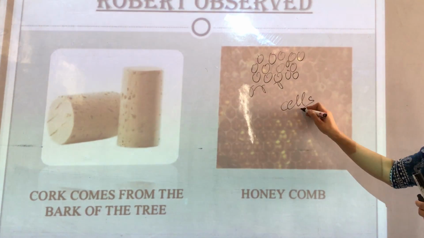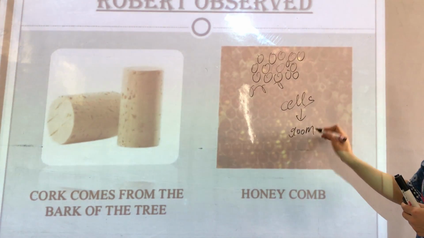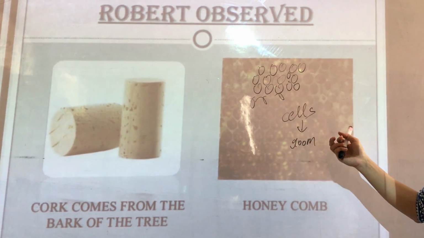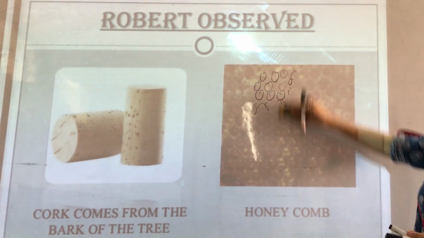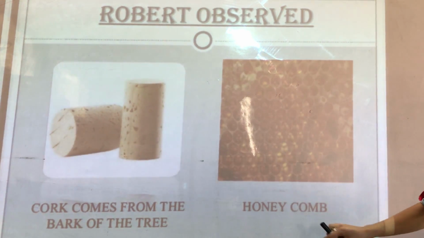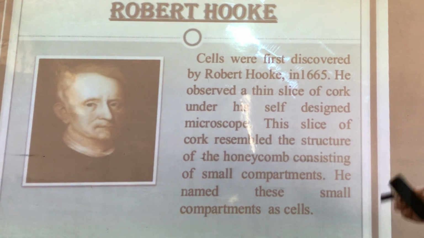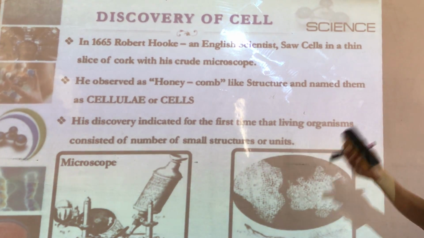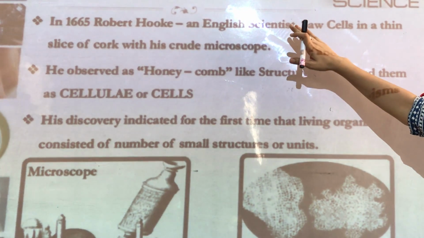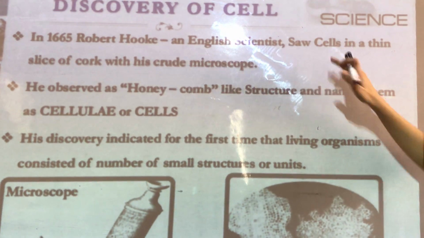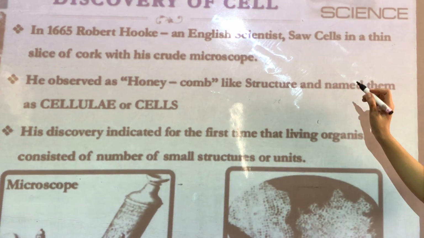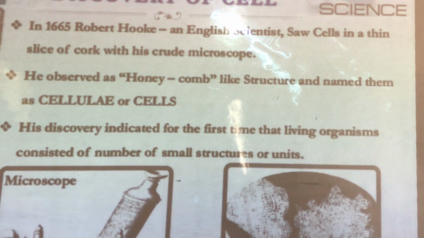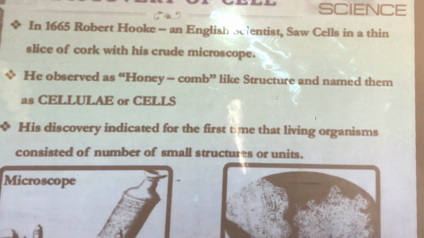In Latin, cell means room, or little compartment. So he was observing that bark, and he noticed these small honeycomb-like structures which he called cells. Okay, so it was the first time that something like a cell was discovered. As you can see here, he was an English scientist. He saw cells in a thin slice of cork. He observed honeycomb-like structures and named them cellulae, or cells.